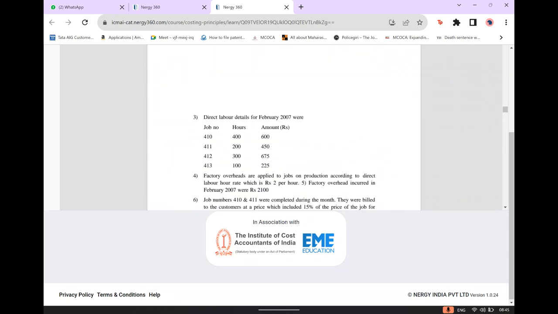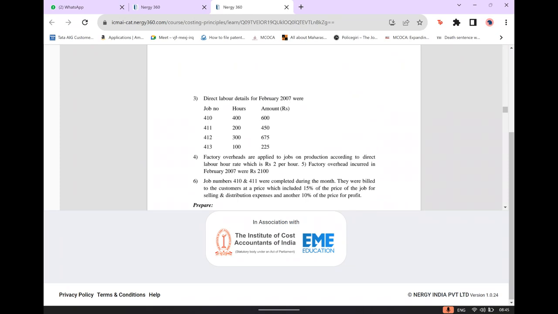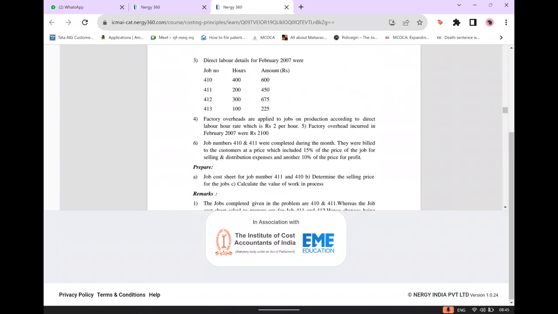Then direct labor hours. For each of the jobs 410, 411, 412, 413, the hours and the amount are given. The factory overheads are applied to jobs on production according to direct labor hour rate, which is 2 rupees. Factory overhead incurred is 2100. So you have to see that applied to the job means it is the standard. Standard is 2 rupees per hour. But what is the actual? The factory overhead incurred is 2100.